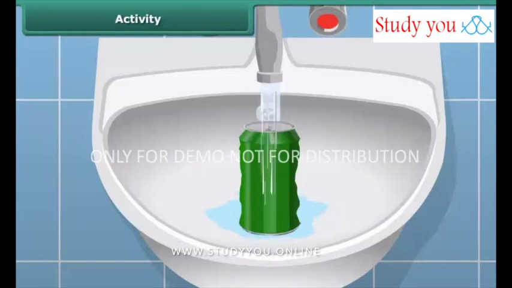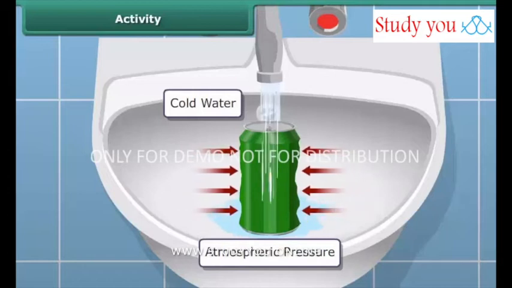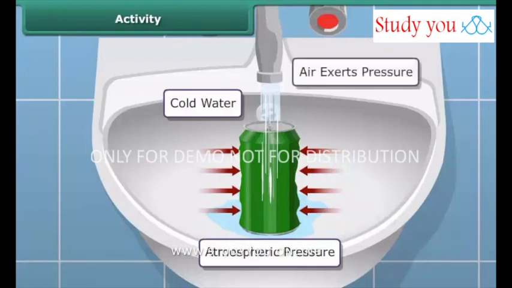Do you know why this is so? As water is poured over the can, some steam in the can condensed into water which reduces the amount of air inside the can. That means air pressure inside the can decreases than the pressure exerted by the air from outside the can. As a result, the can gets distorted. So, by this activity, you learned that air exerts pressure.